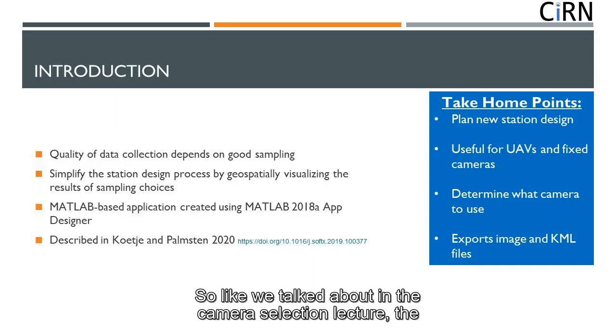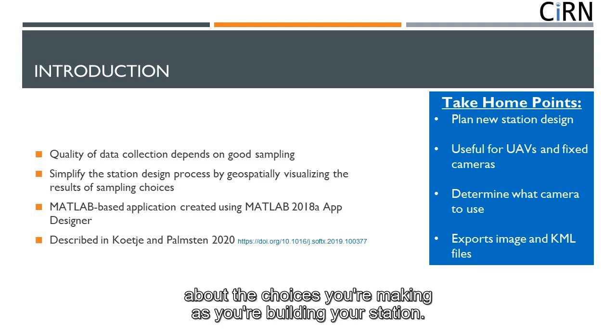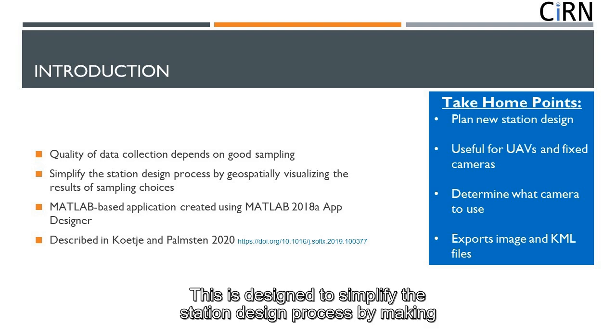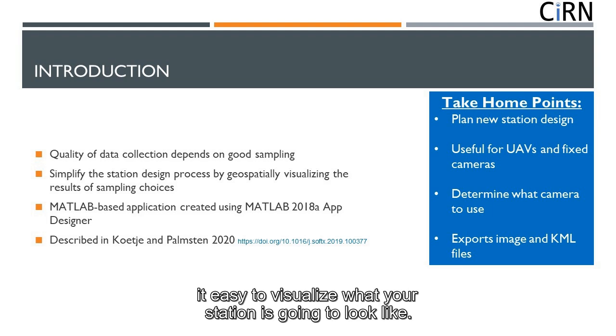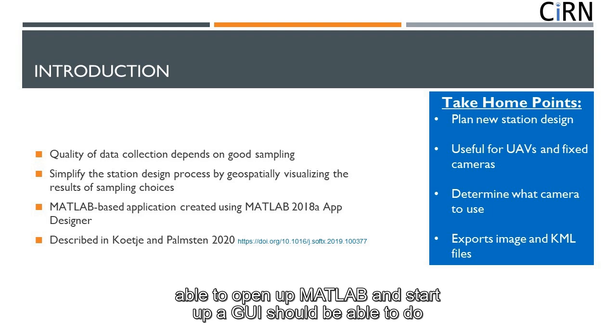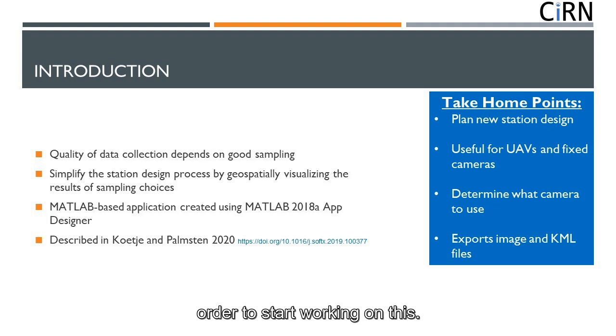So like we talked about in the camera selection lecture, the quality of the data depends on good sampling and thinking a lot about the choices you're making as you're building your station. This is designed to simplify the station design process by making it easy to visualize what your station is going to look like. It's meant to have a really low bar for entry, so anybody who's able to open up MATLAB and start up a GUI should be able to do this. And so you really don't need a lot of coastal imaging skill in order to start working on this.